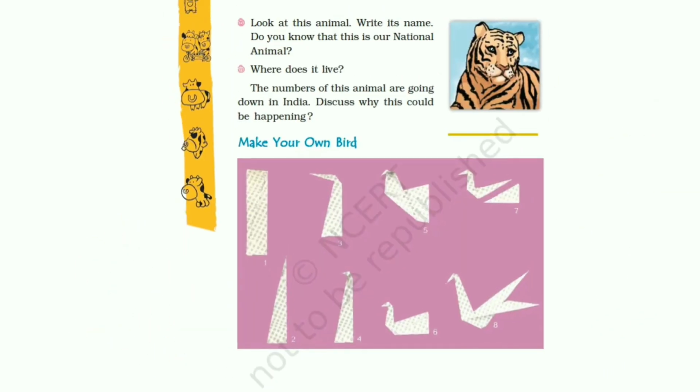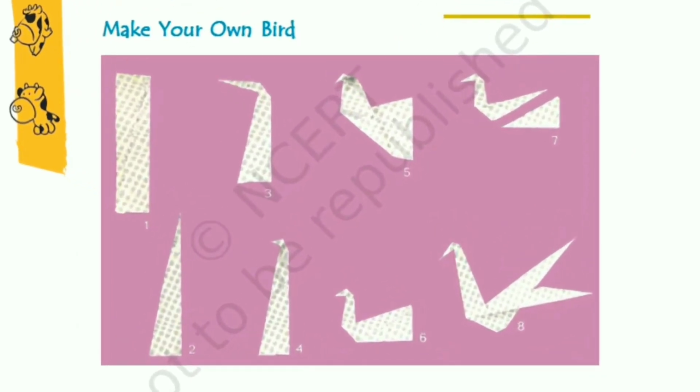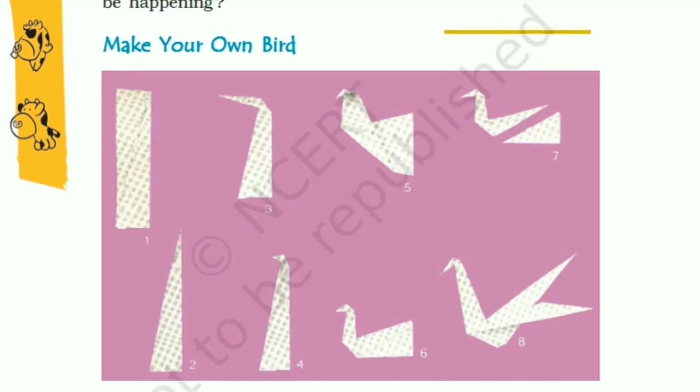So moving to the next page, this is the last page of this chapter. Here an activity is given to you. You can make a paper bird by following the steps shown in the picture. So try it. It will be great fun for you. So students, please try it at your home.